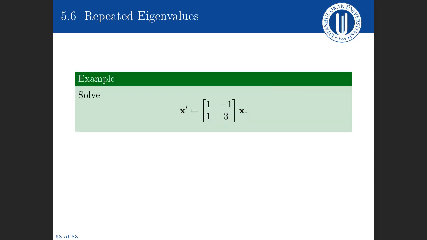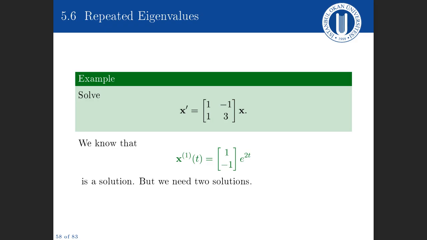So how do we solve x prime is equal to the matrix 1, -1, 1, 3 times x if we only have one linearly independent eigenvector? We know that eigenvector times e to the power eigenvalue t, or (1, -1) e to the power 2t, is a solution, but that's not enough. We need two solutions.